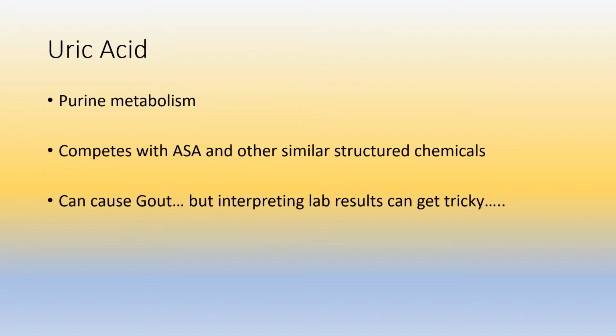So uric acid is another thing that is excreted in the urine. It is made predominantly because someone has taken in purines. If those things build up, it can cause gout. It is a bit tricky to interpret because the problem with gout is those crystals have sequestered in the joints. When they sequester, the uric acid can actually go down because all of the uric acid has gone into the joints, but it will compete with aspirin and other similar structured chemicals.